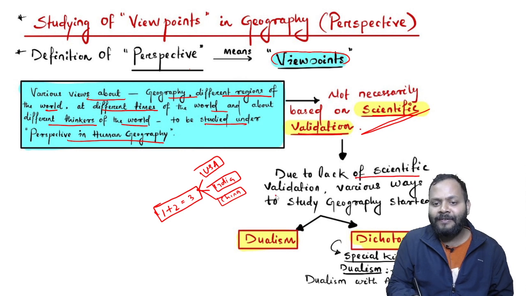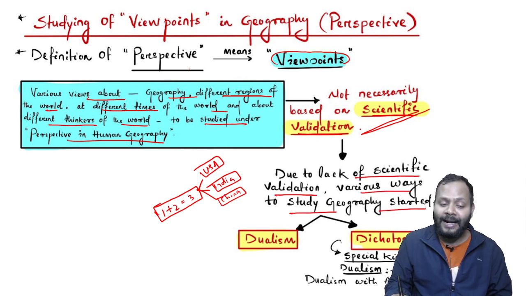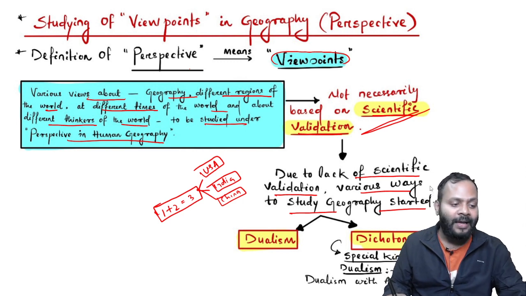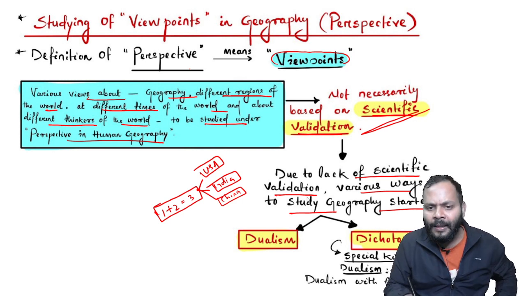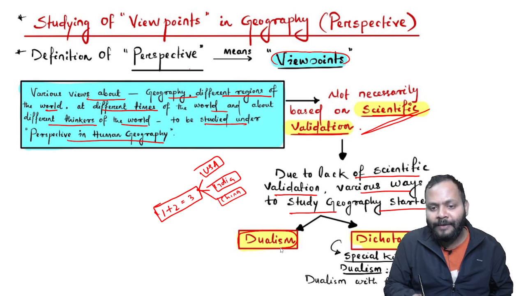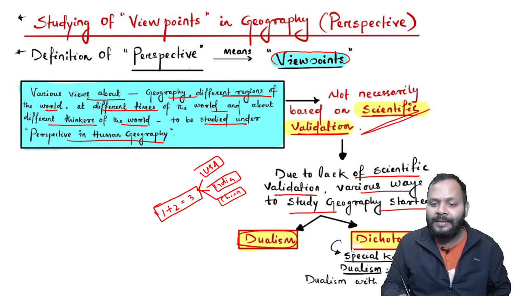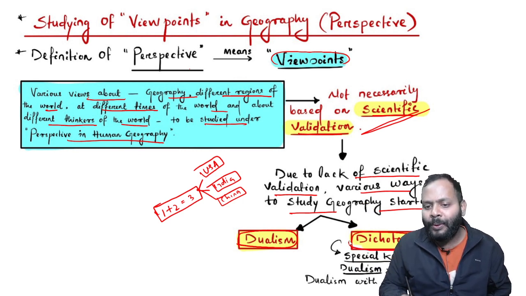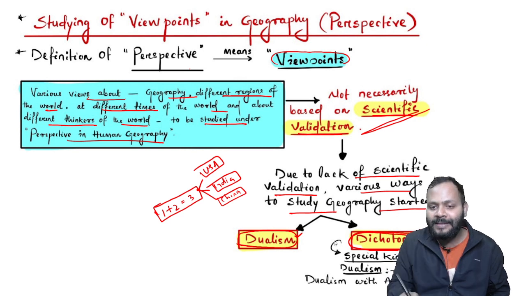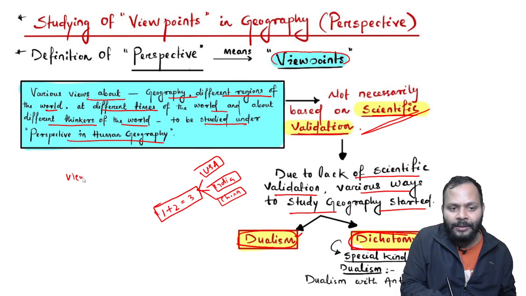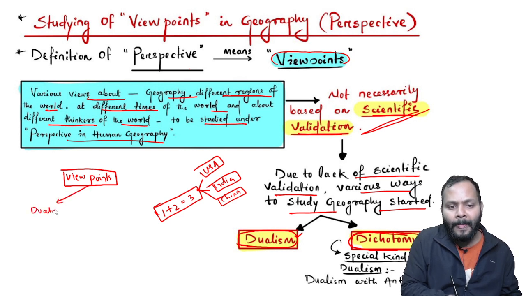Due to this lack of scientific validation, various ways of studying geography have started, right? So when I say various ways of geography have started, what exactly started? One, we can say, is dualism, a very important word we will study later, and there is dichotomy. So tell me, where are dualism and dichotomy derived from? These two words are derived from the viewpoints. Is it clear? Your viewpoints can come under dualism, and that is something called dichotomy.